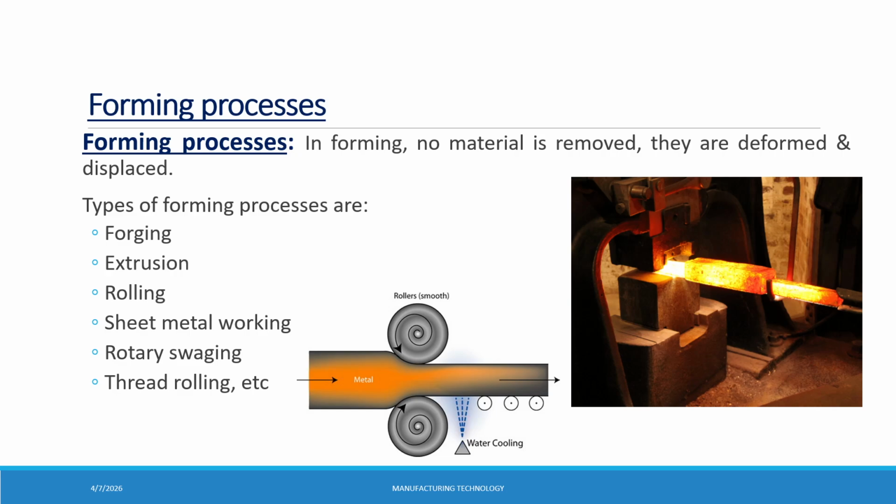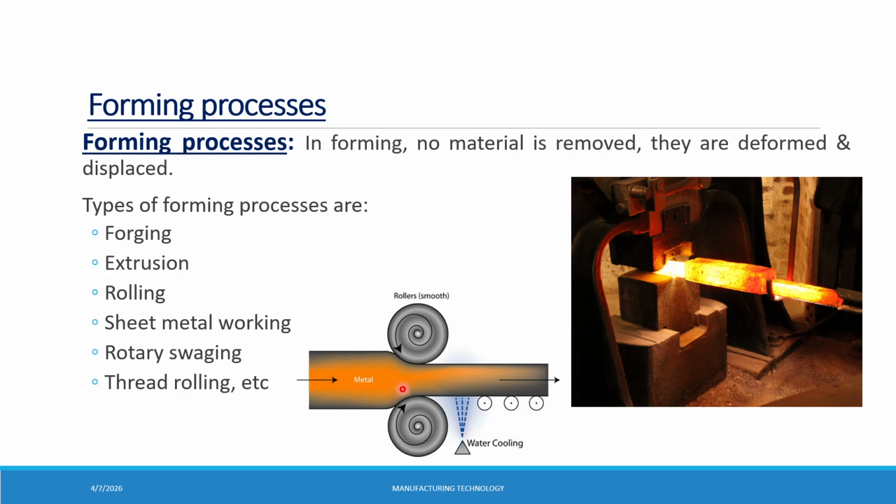So in this video, we are going to be looking at the process of rolling. Now, what is rolling? Rolling is one of the basic types of forming processes which are utilized for manufacturing of components, products, materials, and things that we utilize for our engineering work. So in the forming process, no material is removed, they are deformed and displaced. And the basic types of forming processes are forging, extrusion, rolling, sheet metal working, and rotary swagging and thread rolling.